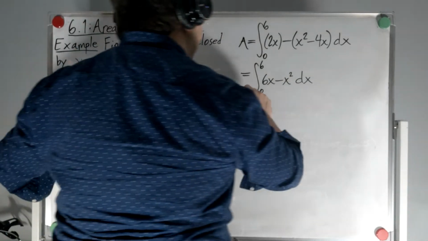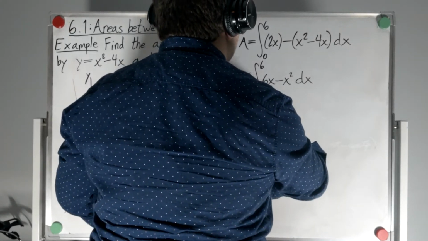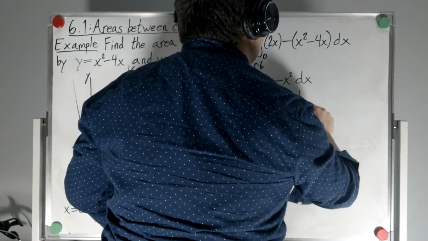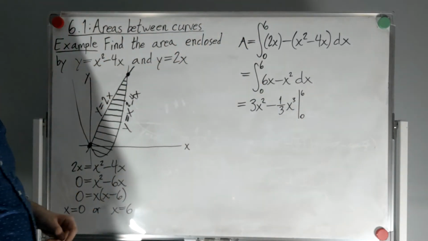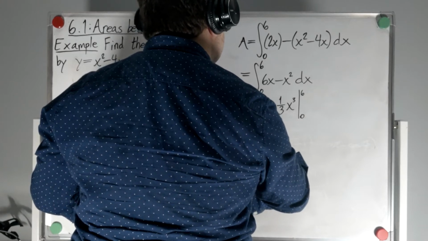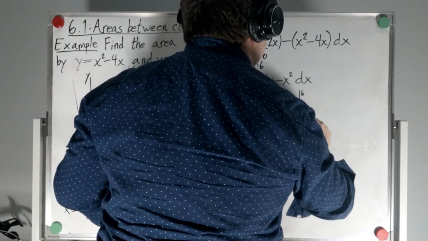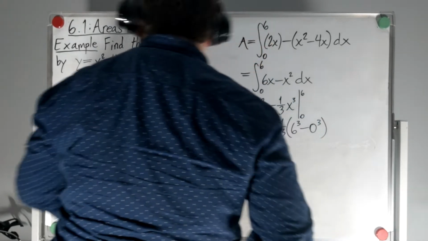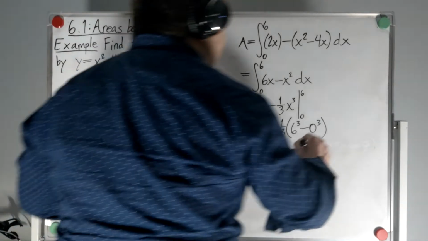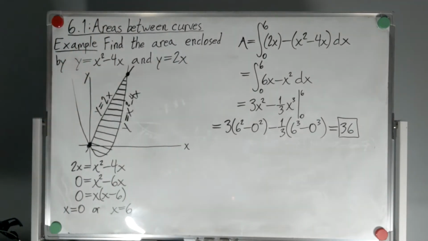You do the antiderivative, and this just becomes 3x squared minus 1/3 x cubed, evaluated from 0 to 6. You put in these numbers, you get 3 times 6 squared minus 0 squared minus 1/3 of 6 cubed minus 0 cubed. How we choose to write it is immaterial. The point is that this comes out to be 36. Okay?